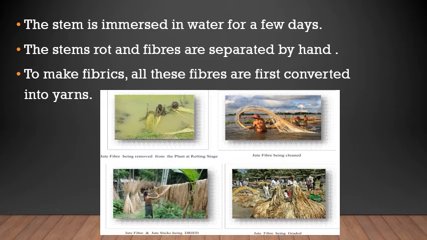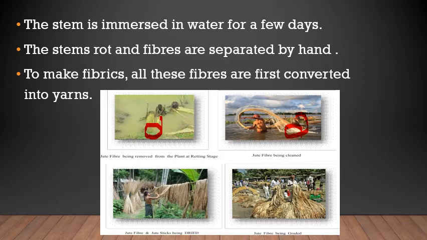Here, in the four pictures, you can see that in the first picture they have immersed the jute in water for many days. After that, the man is separating all the fibers of the jute plant. Then they keep it for drying and then they sell it in the market.